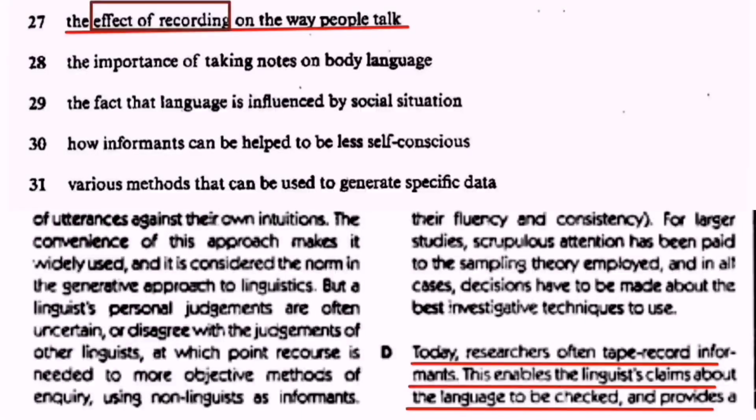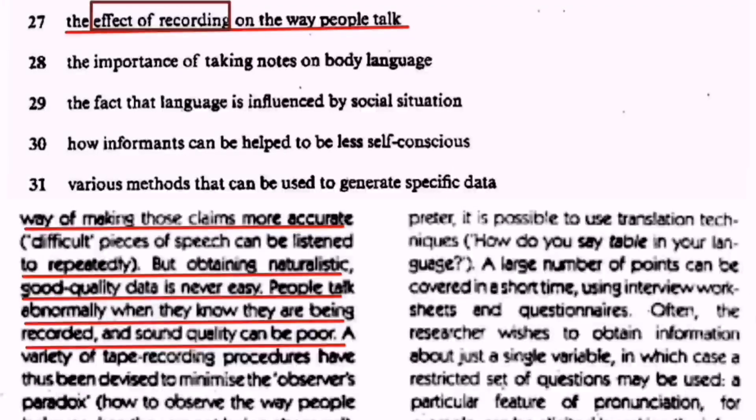Today, researchers often tape record informants. Tape record is the keyword, and informant means native speakers of a language. This enables the linguists' claims about the language to be checked and provides a way of making those claims more accurate. So researchers use tape recorders to record the talk or voice of native speakers of a language. Due to recording, the linguists or researchers can get accurate data.